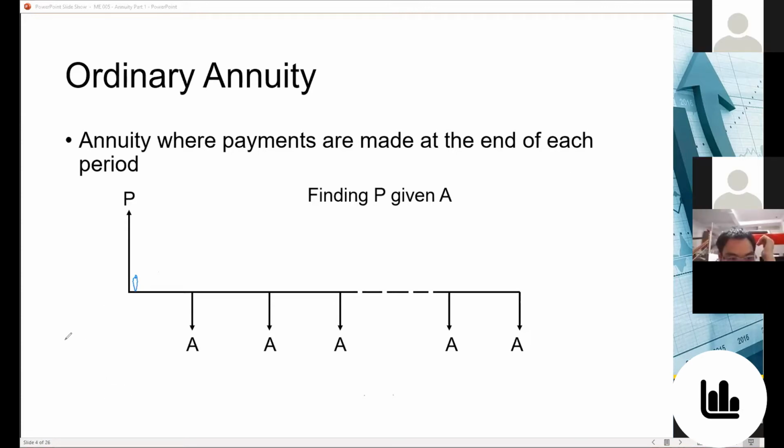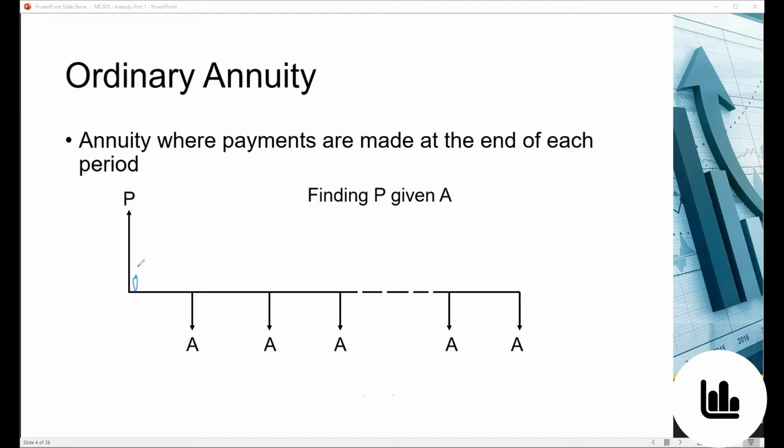Okay. So, at time zero, let's say, at present, nag-loan ka or you received a certain amount of money, you borrowed a certain amount of money, and then you promise to pay it in equal amounts, in equal periods. So let's say in n number of periods, years, quarters, or months, depende. Okay? So anong mangyayari dyan?